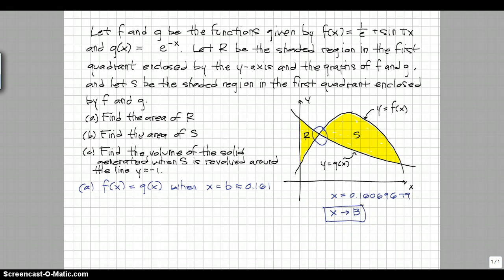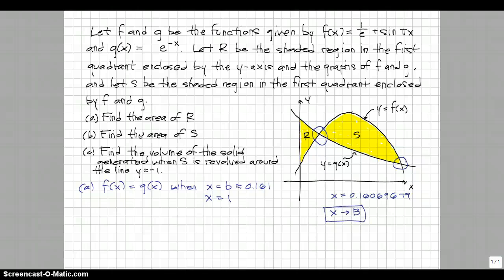And while I'm in the middle of finding intersection points, I might as well check the other intersection over here. So I'm going to go back to calculate an intersection on the graph and put my cursor closer to that other intersection point and find out that f of x is equal to g of x also when x is equal to 1. So that's going to come in handy later when we're working with the region S in part B.